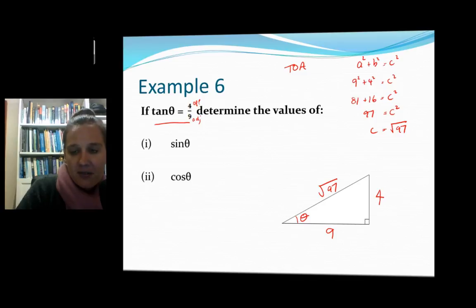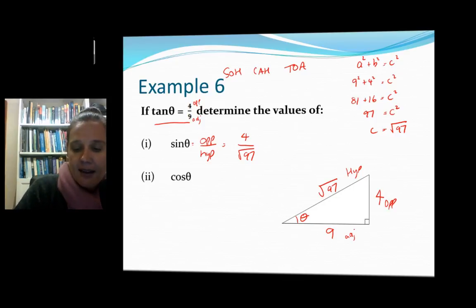So we want to find sine of theta. Sine of theta is SOH, so we know it's opposite over hypotenuse. Here's our theta, that's our opposite, this was our adjacent, and this is our hypotenuse. So our opposite is 4 and our hypotenuse is the square root of 97. And cosine of theta is our CAH, adjacent over the hypotenuse. Our adjacent is 9 and the hypotenuse is the square root of 97.